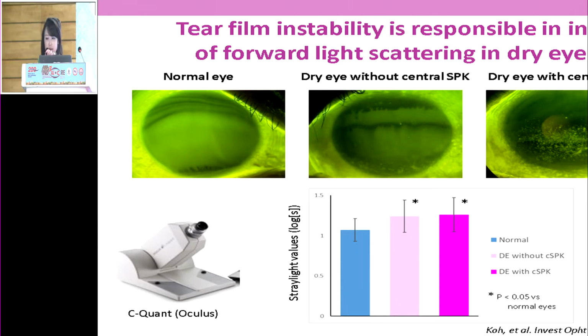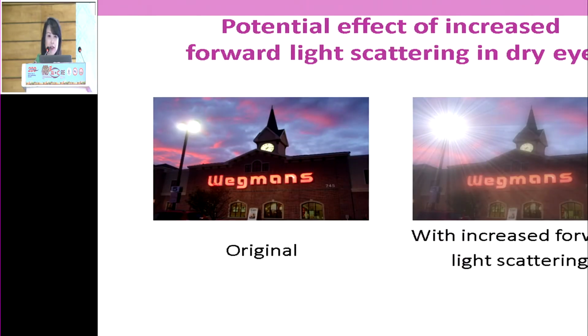Dry eye was subdivided into two groups: dry eye without SPK in the central region and dry eye with central SPK. What we found was that both dry eye groups had significantly increased forward light scattering compared with normal eyes. It means tear film instability is responsible for the increase of forward light scattering in dry eye. This shows the potential effect of increased forward light scattering in dry eye, and it can explain the glare symptoms.